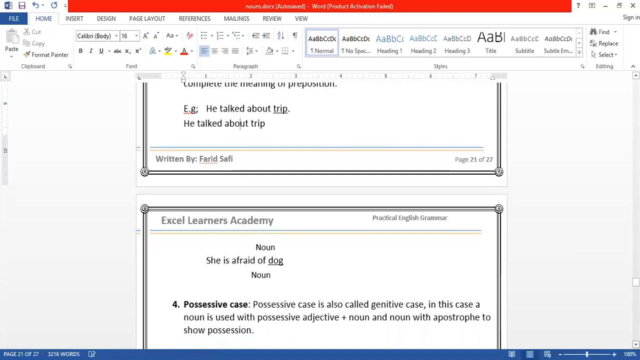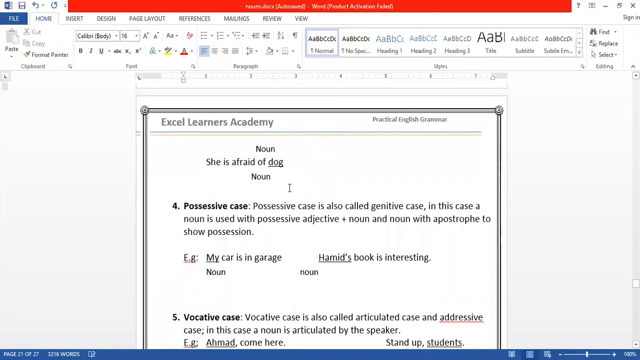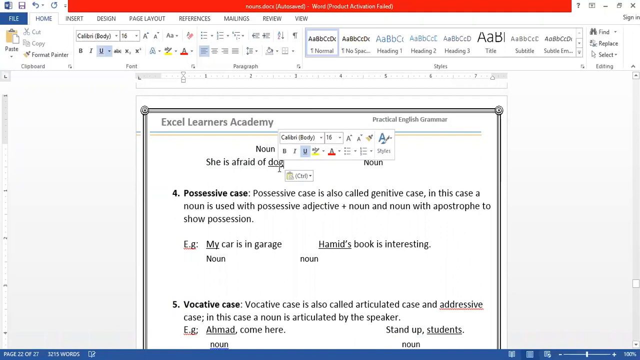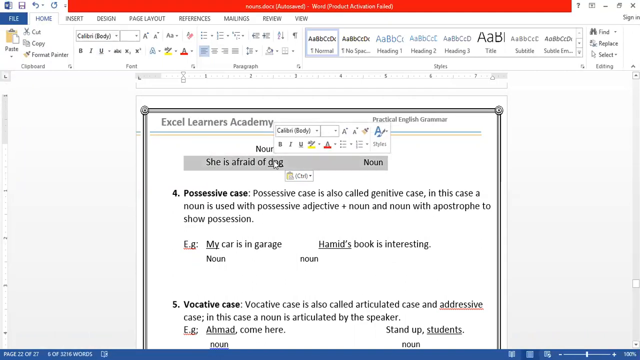For example, the next example: she is afraid of. So of is a preposition here. If I remove the noun from this place, she is afraid of, so afraid of, preposition here. Afraid of what? Afraid of dog. So dog is the noun in this case, and it completes the meaning of this preposition. So the case of this noun, dog, is called the dative case of noun. This is the third one.